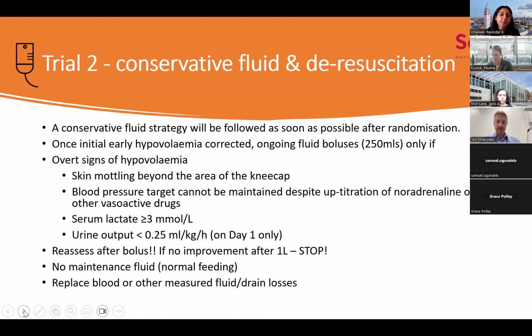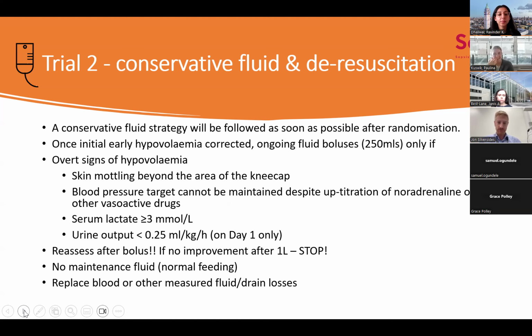If the serum lactate is greater than or equal to 3, or if the urine output is less than 0.25 mils per kilo per hour. These are the criteria to suggest when we think the patient might be hypovolemic and when you can consider giving a fluid bolus. You're not mandated to give it, it's a consider, okay? But we do really want you to reassess after each time.